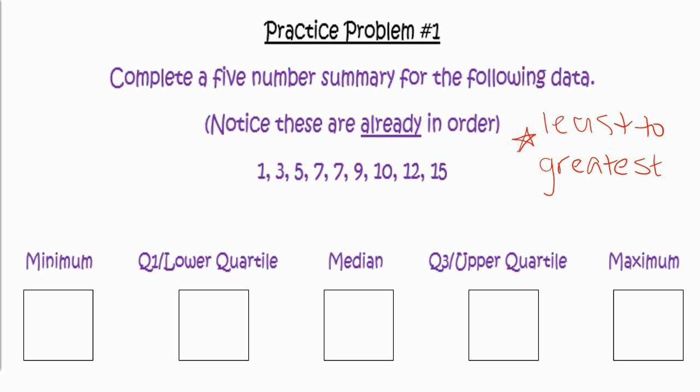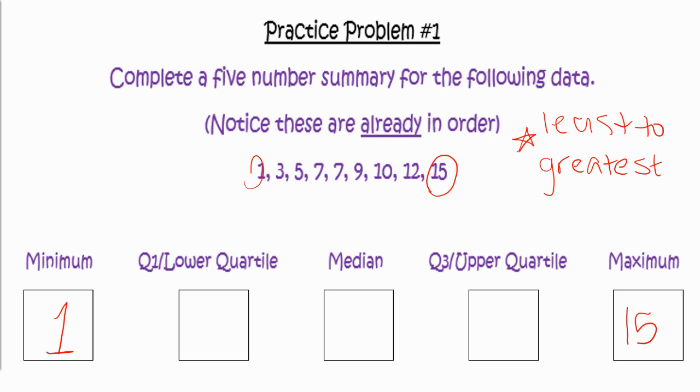So from least to greatest, so smallest to largest. In this case, they are in order from smallest to largest. If you don't have it on a piece of paper, I do recommend writing it down, because it's easy to make simple mistakes when you do this by hand. Now, the minimum is going to be 1. Our maximum is going to be 15.